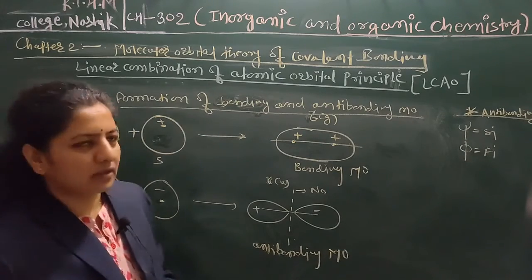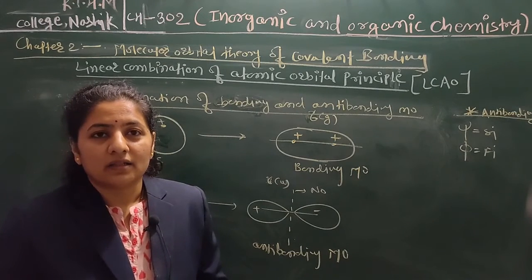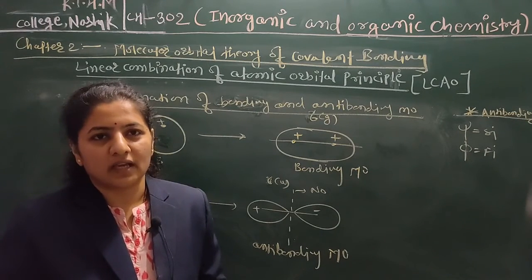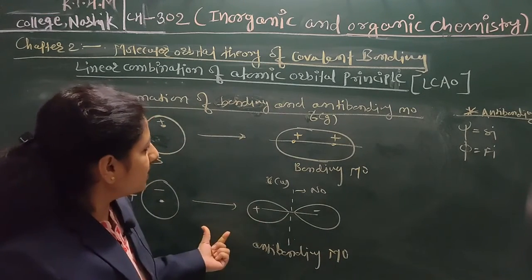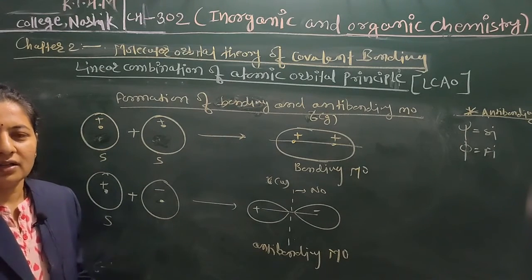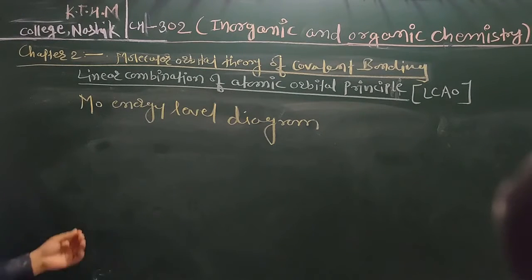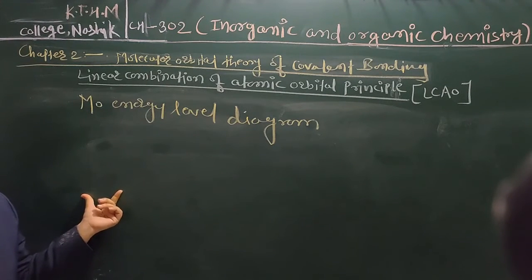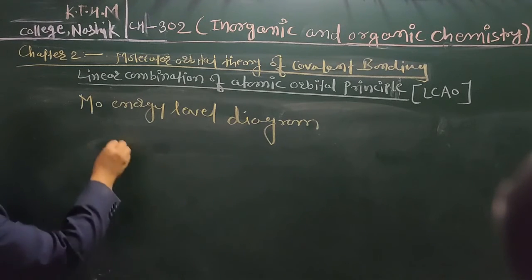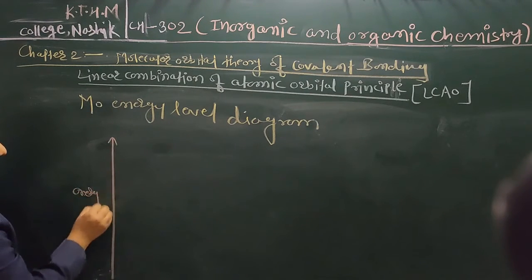So this is all about the linear combination of atomic orbitals principle, in which we can see what is meant by the terms psi and phi, and how they result in bonding and antibonding molecular orbitals. Now let's discuss the MO energy level diagram. Here we will take a simple example of the combination of two 1s orbitals. So let's draw the energy structure.